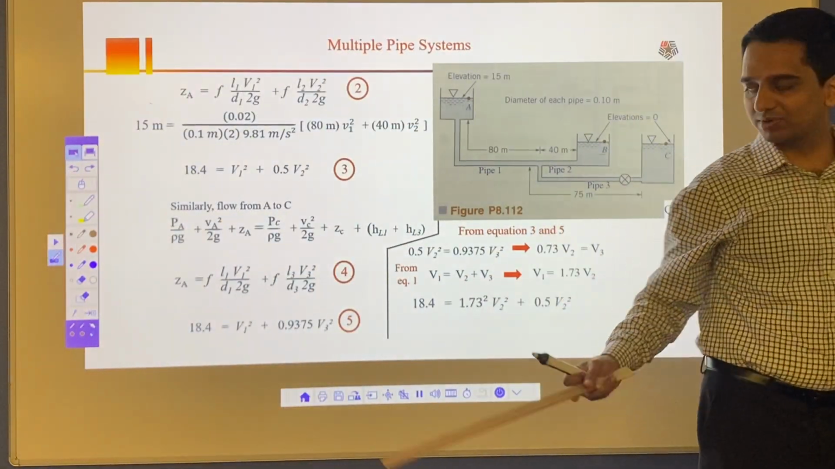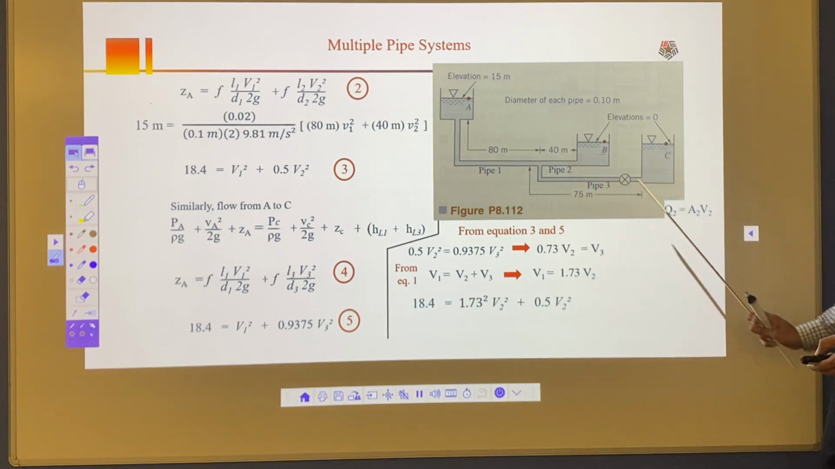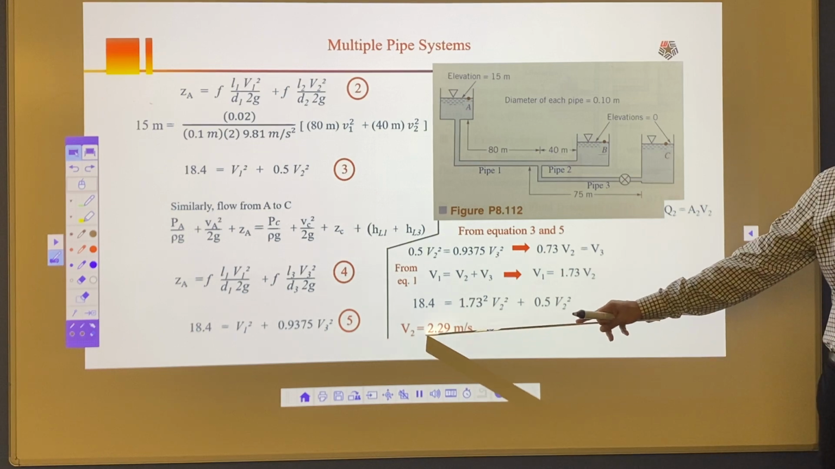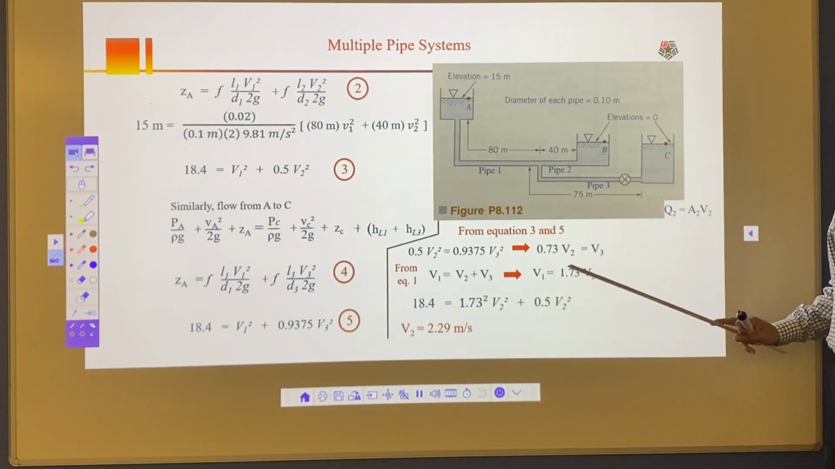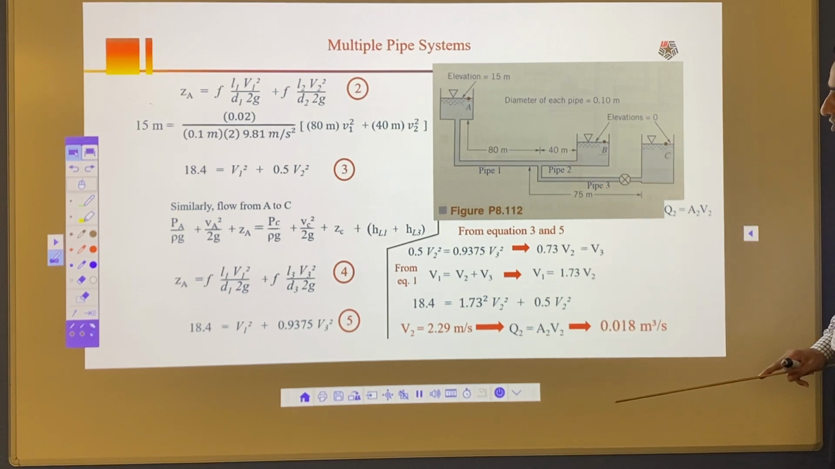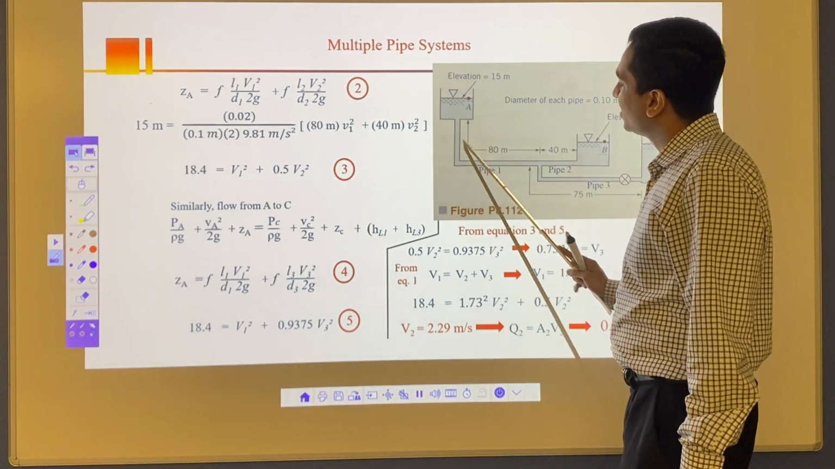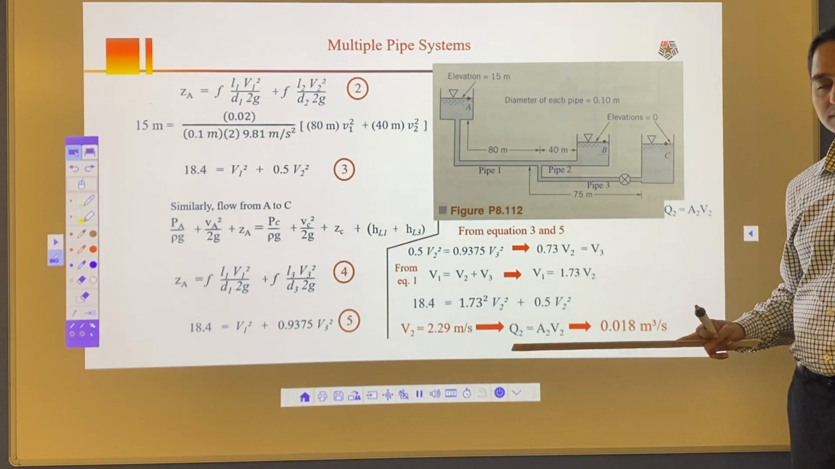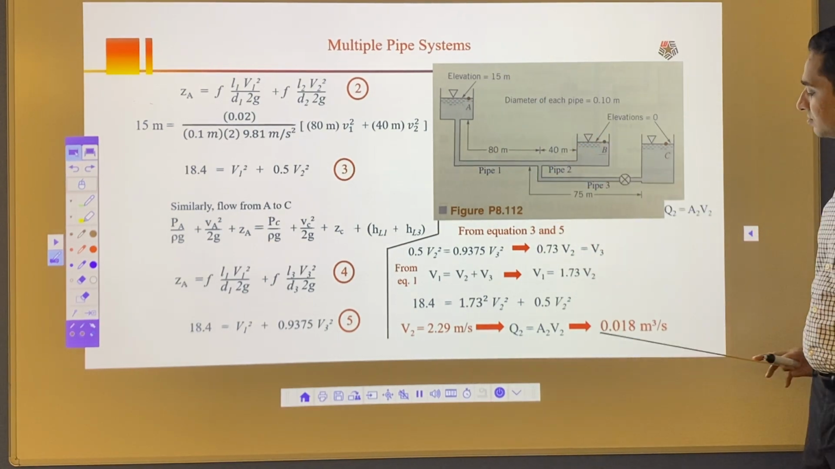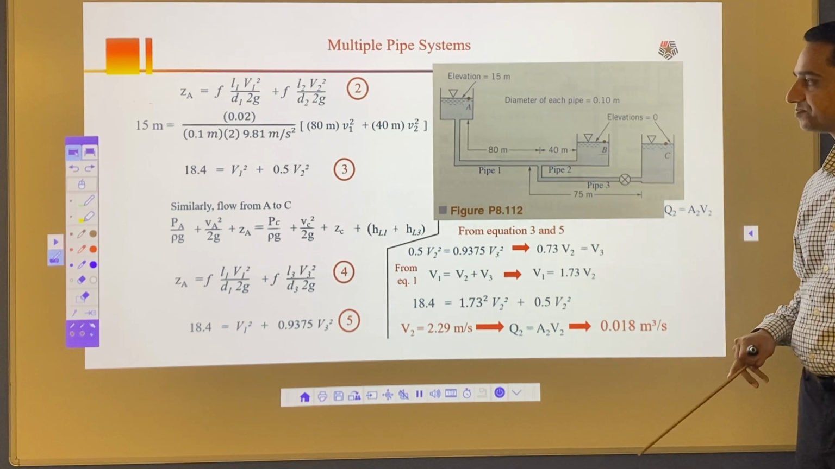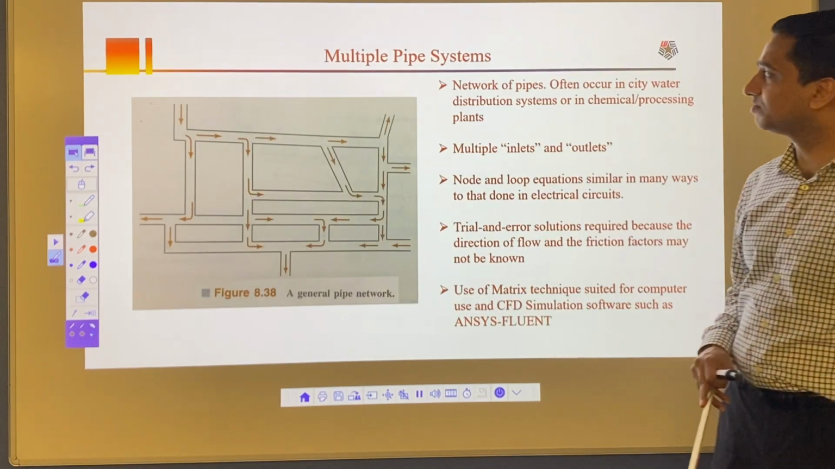That's it. That's the problem. You will get velocity. Once you have velocity, you can calculate Q. So, if you pause the video and solve the problem, you can get velocity is 2.29, or 2.3. Q2 becomes around 0.018. That's the flow rate you get. With this kind of method, you can calculate any velocity, any flow rate. You can calculate Q1, V1, you can calculate Q3, V3. So, that's how we do this problem. You get final answer 0.018, and that's the flow rate in pipe 2. Let's move on to the next part, multiple pipe systems.